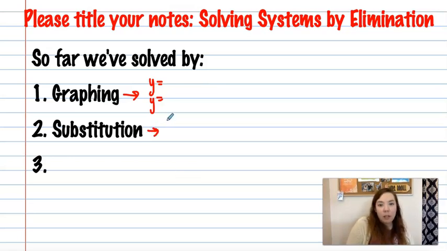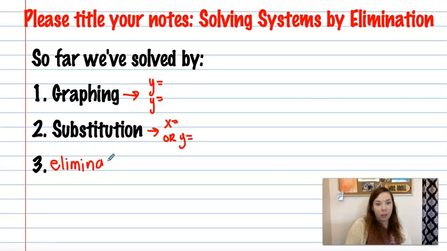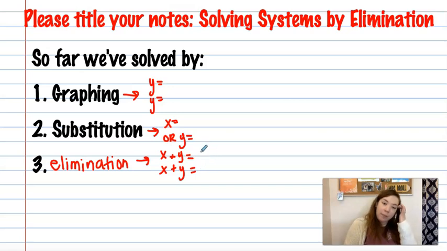Substitution would be easiest if you have one of your variables isolated from the very beginning, where you have an x equals or a y equals. And then the last one is called elimination. And these will be easiest if you have your x's lined up, your y's lined up, and your equal signs lined up. Because they need to be in columns like that for elimination.